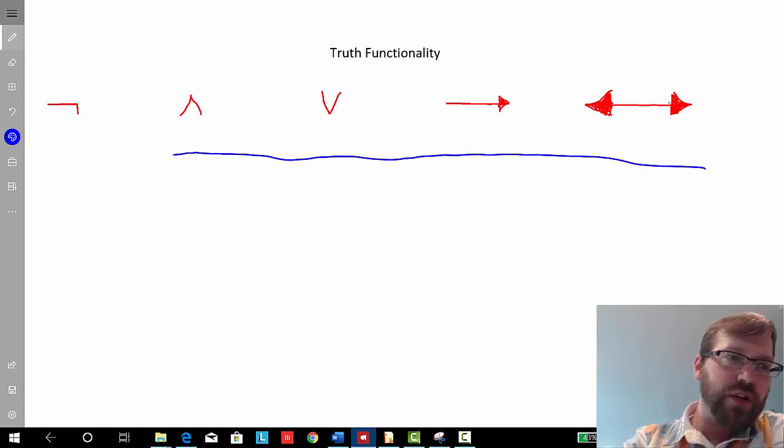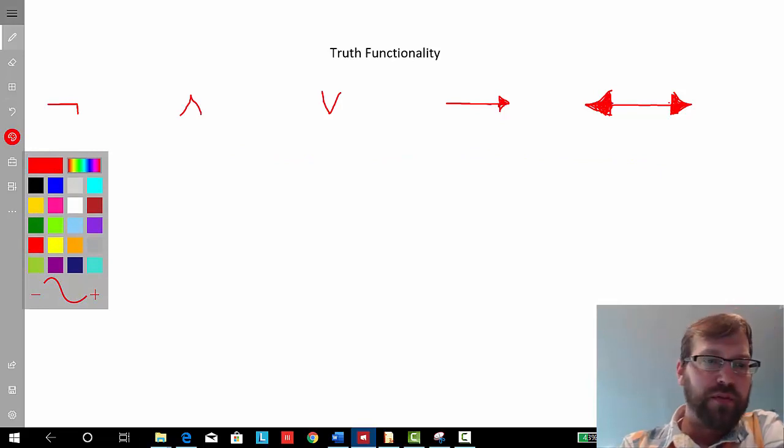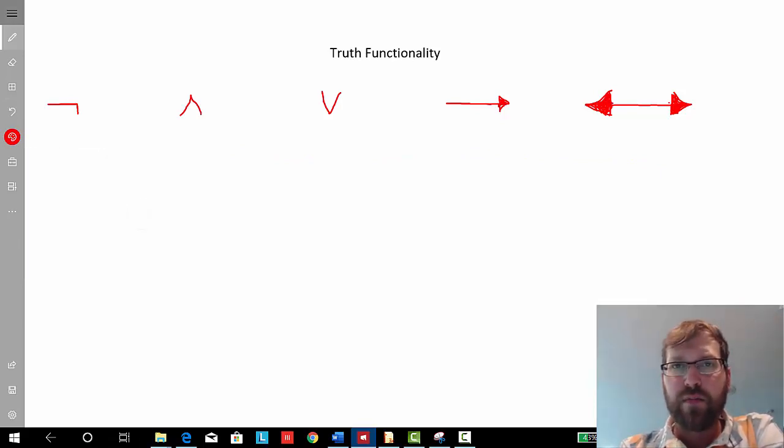So take P and Q to be variables for whatever sentence. Maybe P stands for the grass is green, maybe P stands for the grass is green and the snow is white. Perhaps P stands for the grass is green, and Q stands for if the snow is white, then it's cold outside, so on and so forth.